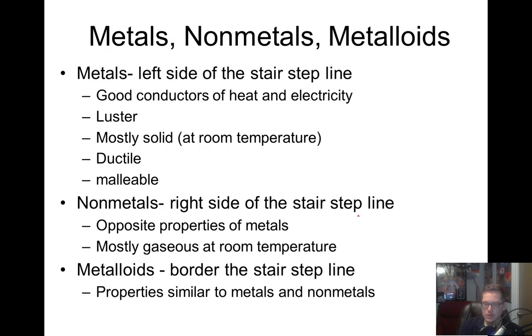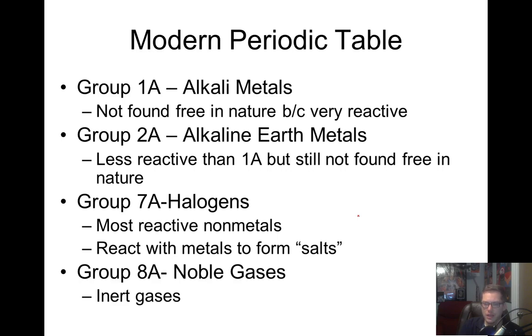So here are some properties. We've talked about this before, so I'm not going to spend a lot of time on it. Just pause the video and take notes, and go back to a previous video if you want to see me talk about that.